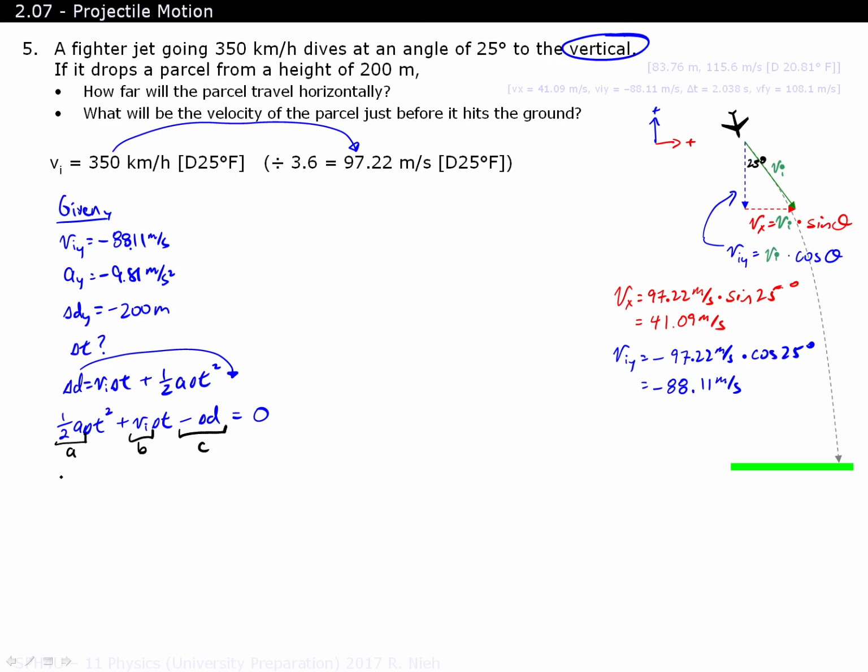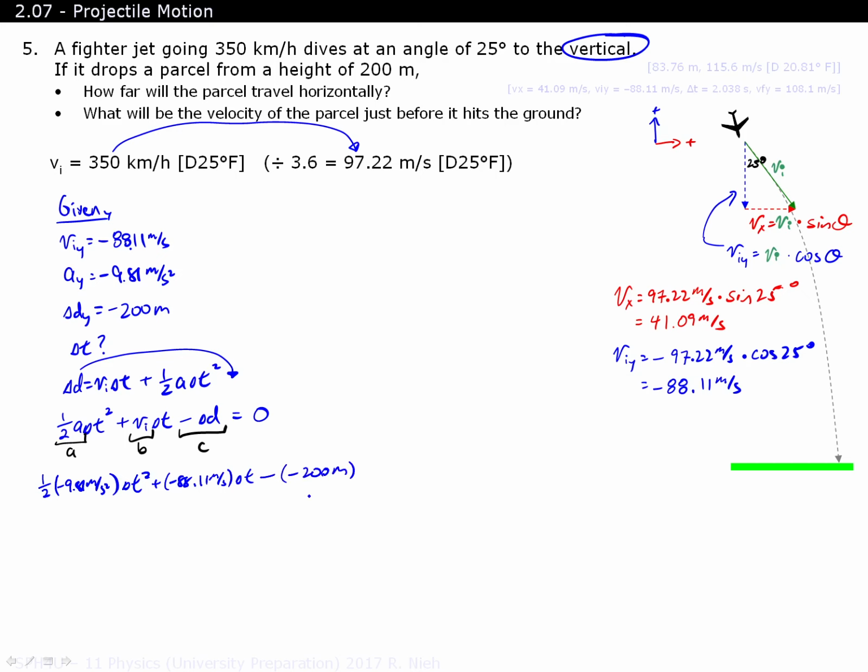Okay, so it's up to you how you decide to solve this. Some people would like to sub these variables right into the quadratic formula and create a standard equation, but you can also solve this just from what you know so far. And that's what we're going to do. We're going to sub in the values of 1/2 times negative 9.81 meters per second squared, delta t squared. We're going to add it with negative 88.11 meters per second, delta t, and we're going to subtract it with negative 200 meters.